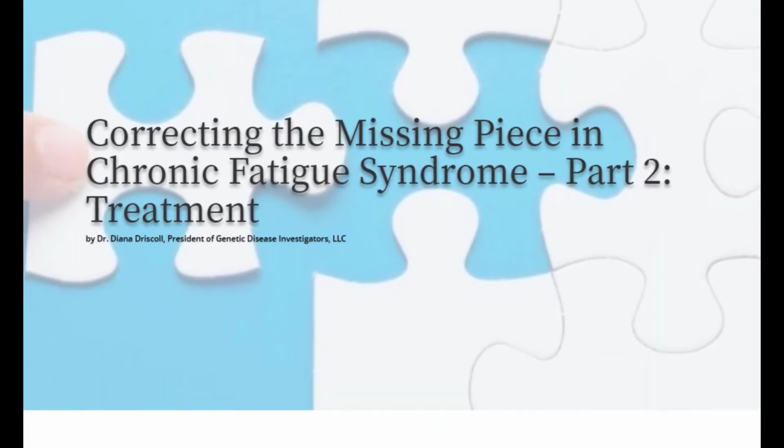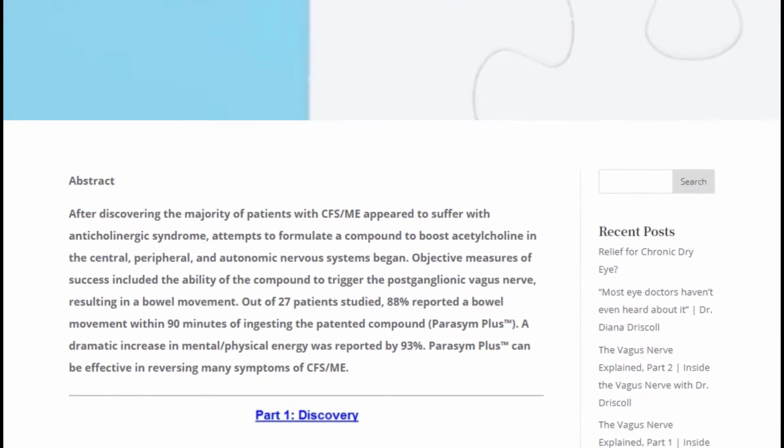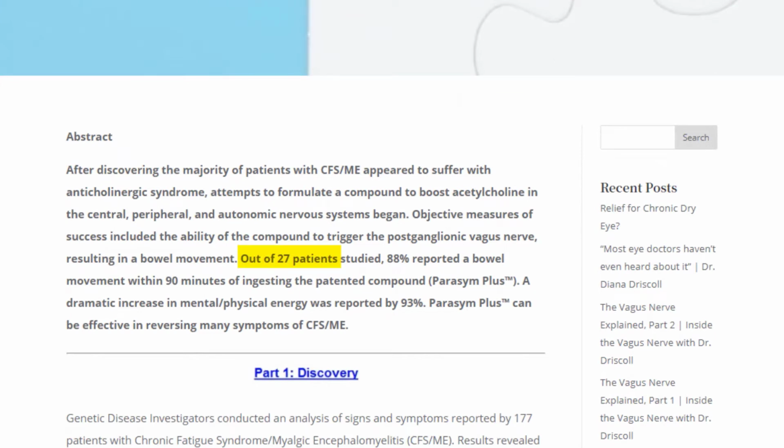To justify her treatment, Dr. Driscoll involved 27 patients in treatment trials of her patented compound and concluded 93% experienced a dramatic increase in mental and physical energy. Thus, Dr. Driscoll claimed that the product was effective in reversing many symptoms of chronic fatigue syndrome.